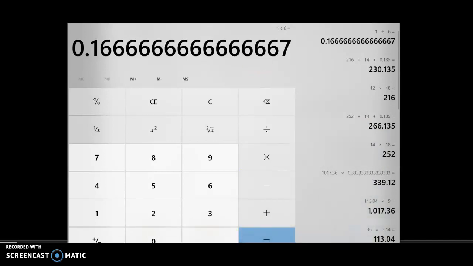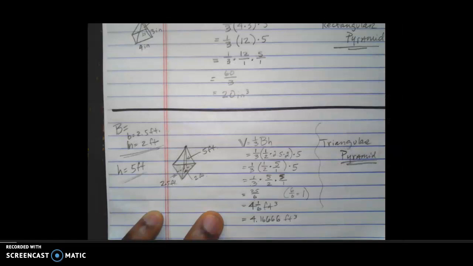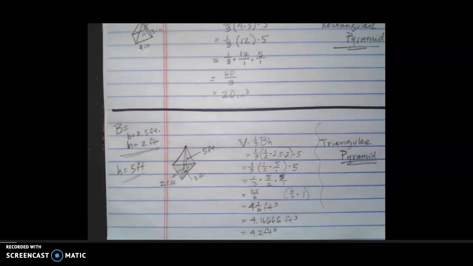Teachers make errors too. All right, so putting that down, I know that that becomes 4.16666 feet cubed. So if I were to simplify that to the nearest tenth, that becomes 4.2 feet cubed. All right, I think that is it for this particular video.